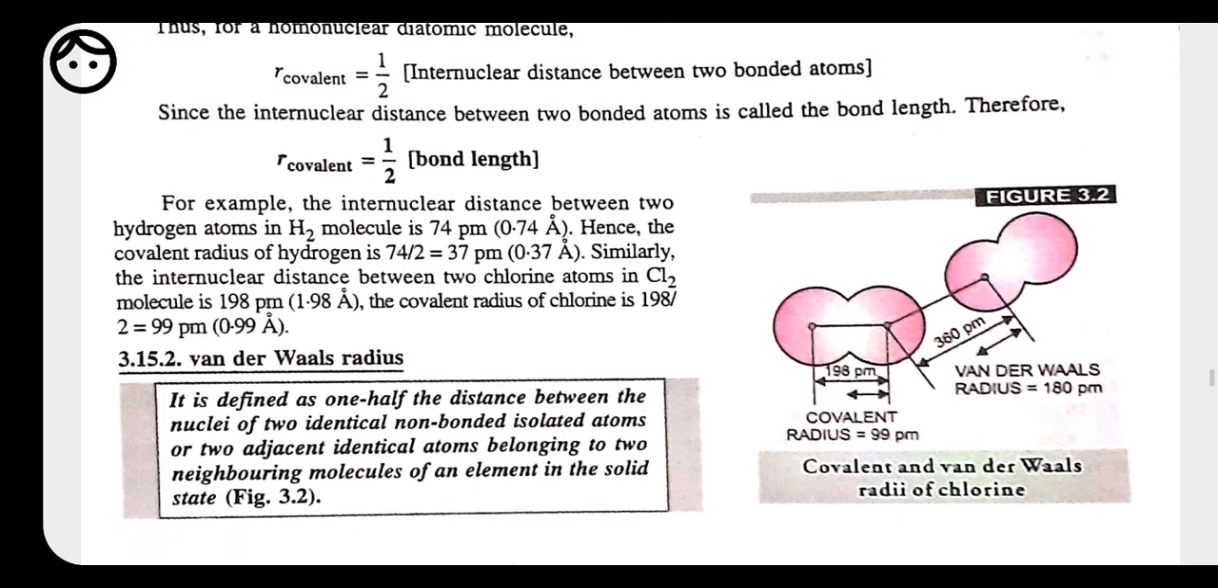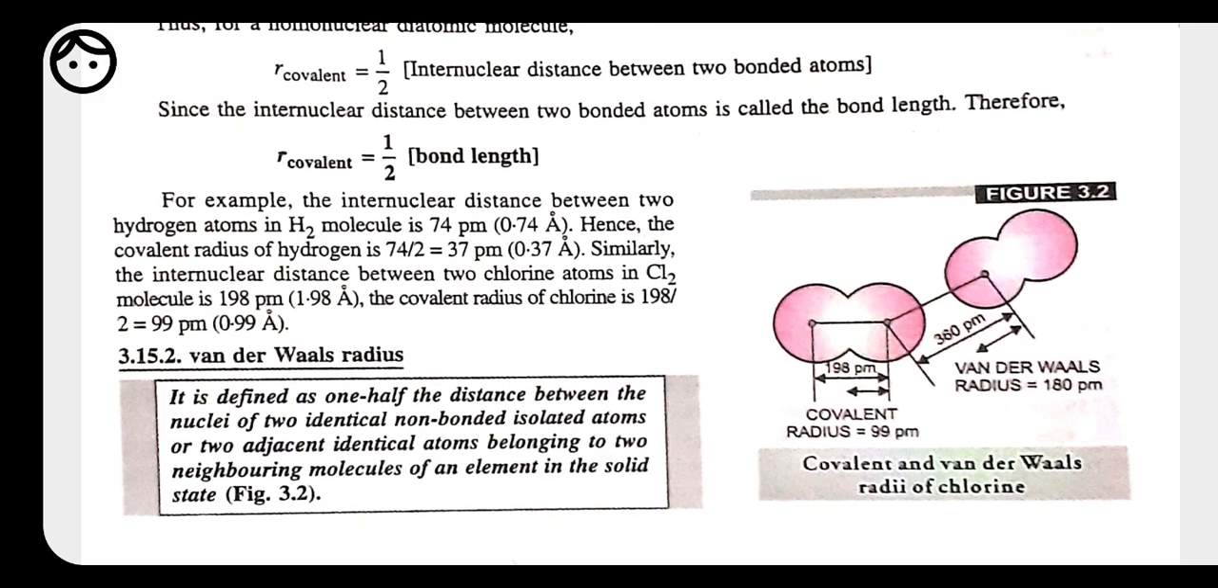So this is generally done for the non-metals. See this structure, where we are taking the covalent radii or van der Waals radii. Covalent radii are for non-metals, like chlorine or nitrogen or any element you can take. But what do we mean by van der Waals radii? Van der Waals radii we mostly take for gaseous atoms, because gaseous atoms are always apart from each other, like noble gases, or chlorine, which is also present in the gaseous form.